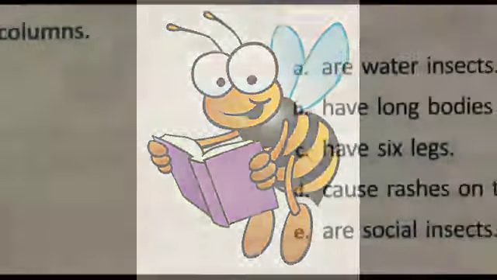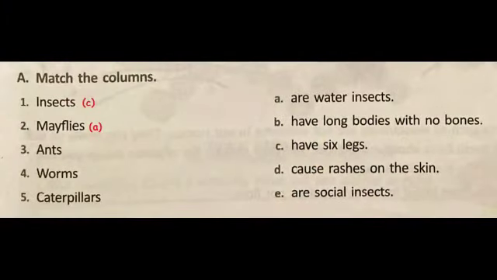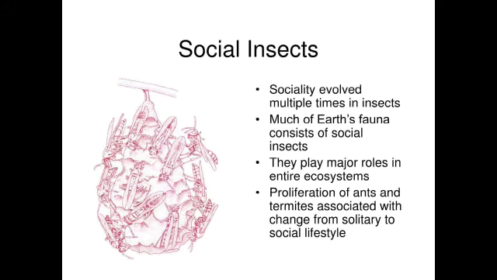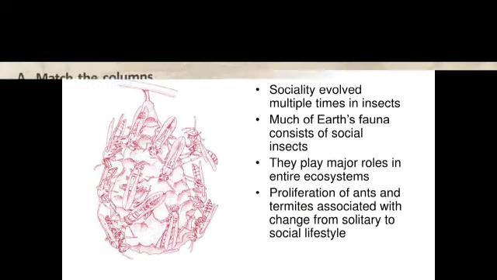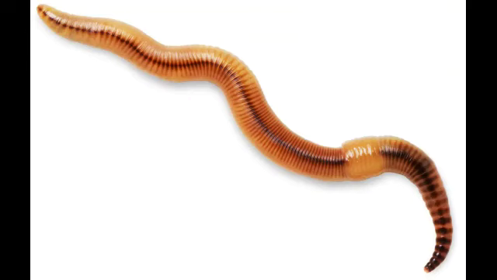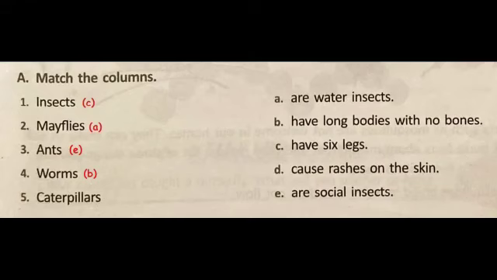The third one is ants. Slaters, when we talk about ants, what is the first thing that comes to our mind? Correct, social insects. Ants and bees are social insects. So write E besides ants. The fourth one is worms. Now let's check the opposite column. We know that worms have long bodies and no bones. So write the answer B besides worms.